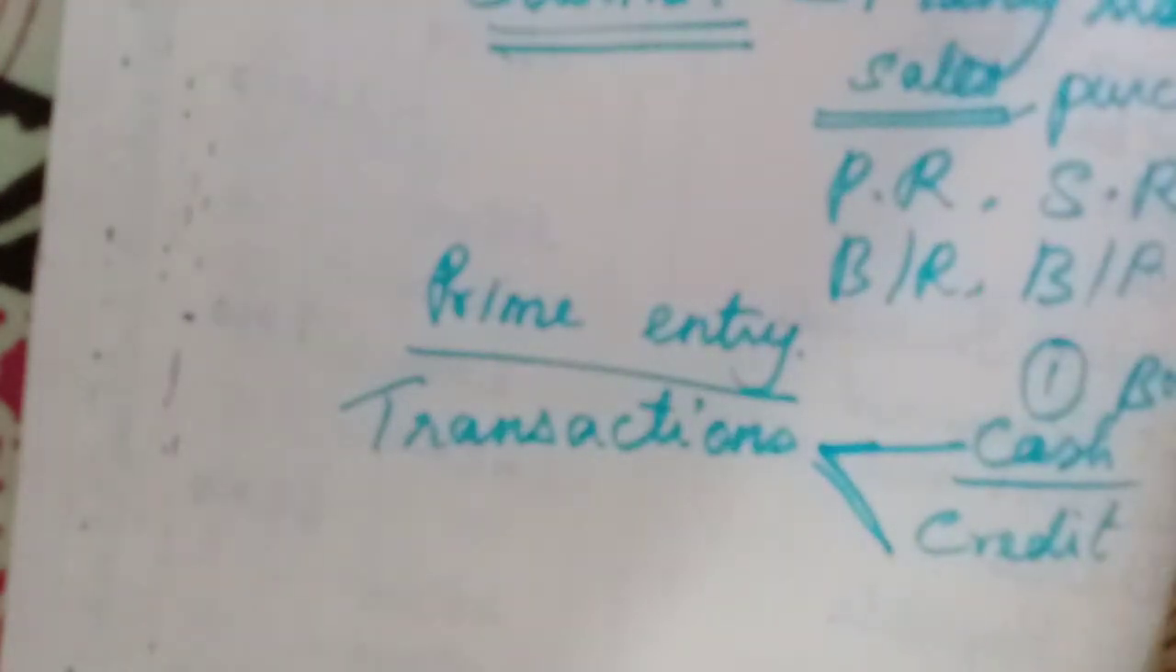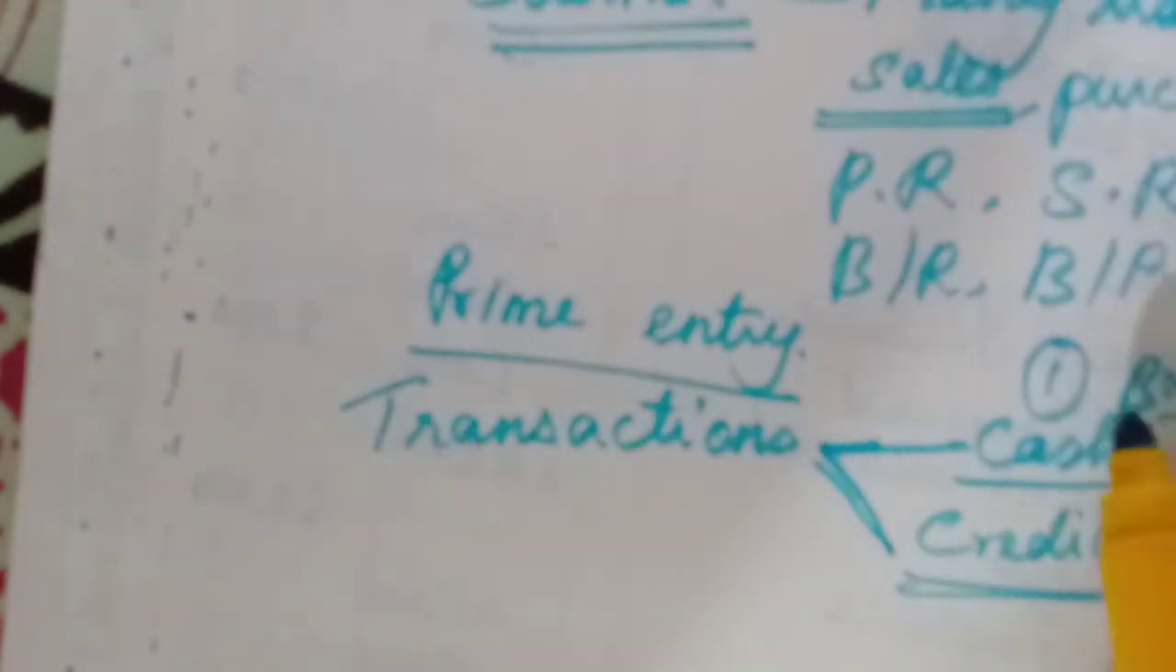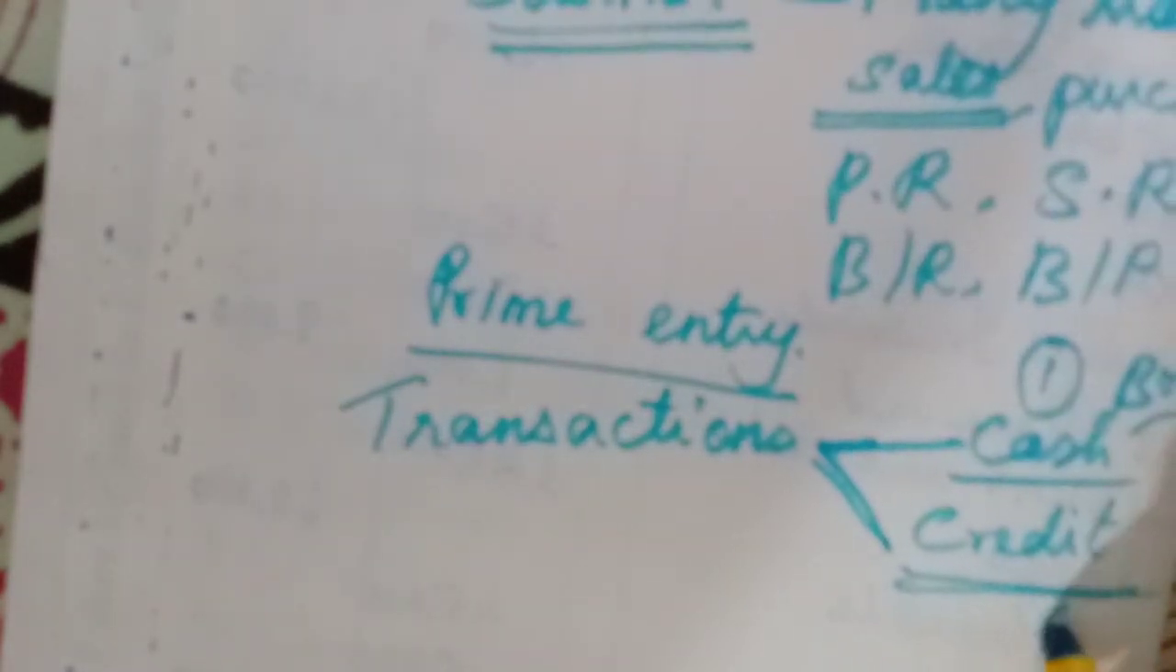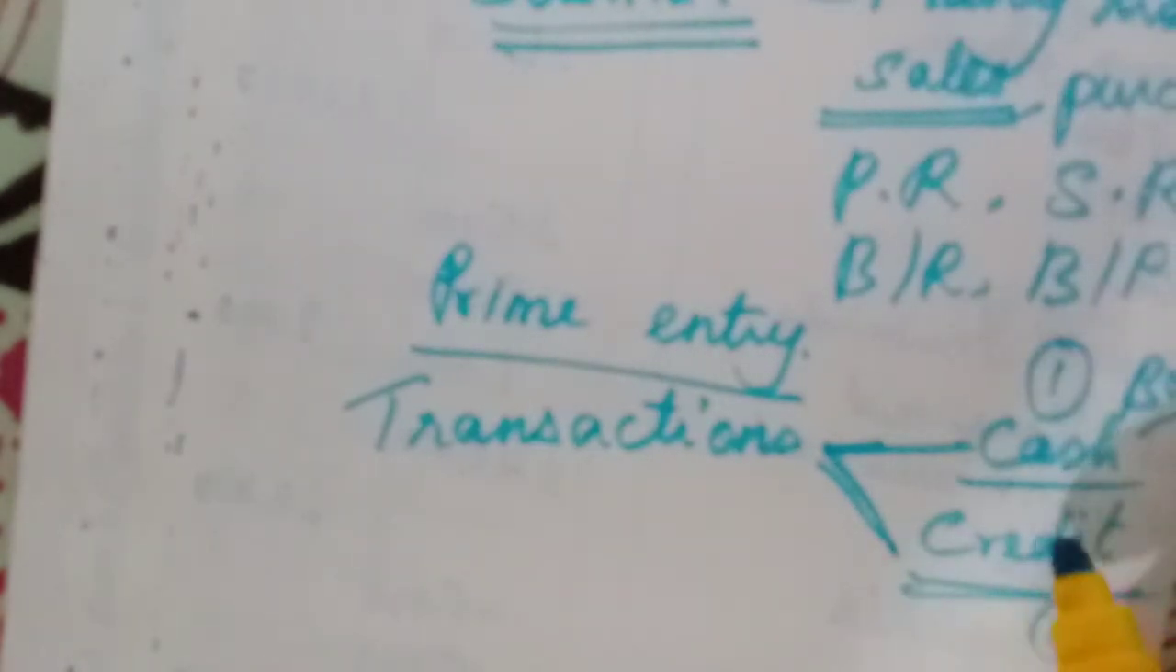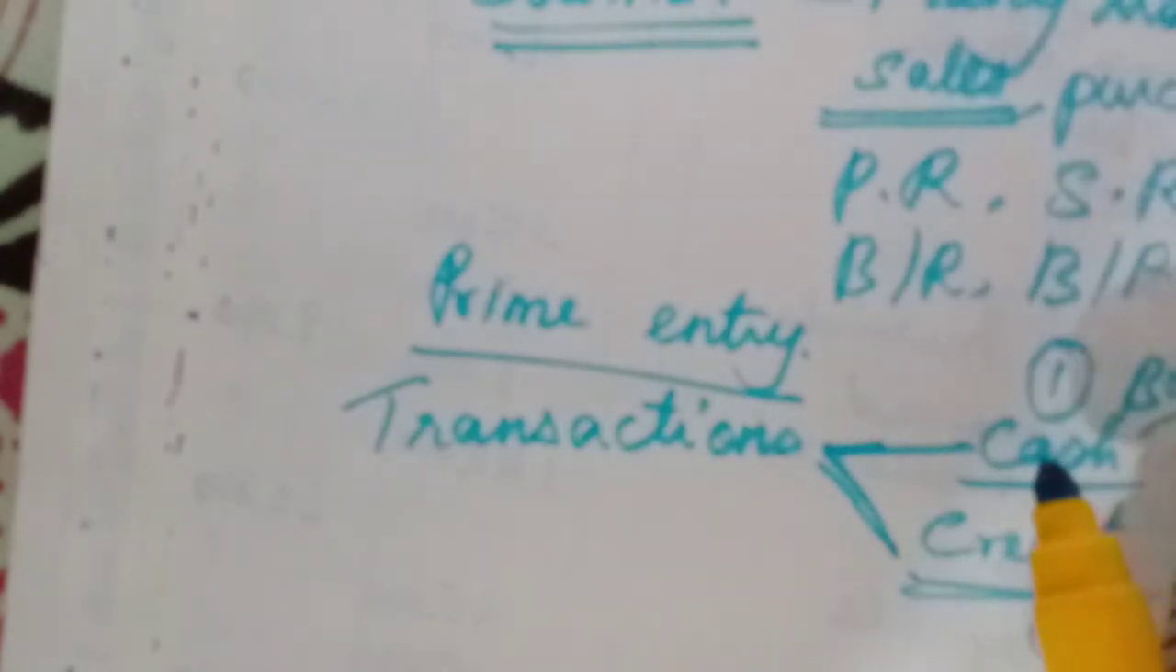Okay, cash book it is. Then for all the credit transactions, there are 6 books. What are the 6 books? Purchases book, sales book, purchase returns book, sales returns book, bills receivable book, bills payable book. So here we have totally 7 books. We will learn one by one.